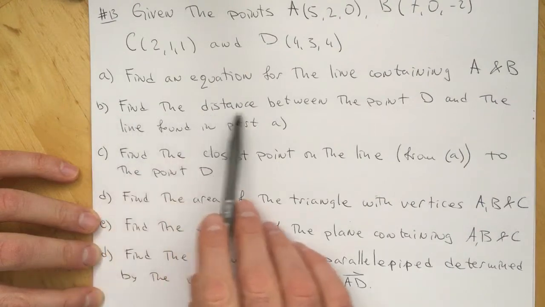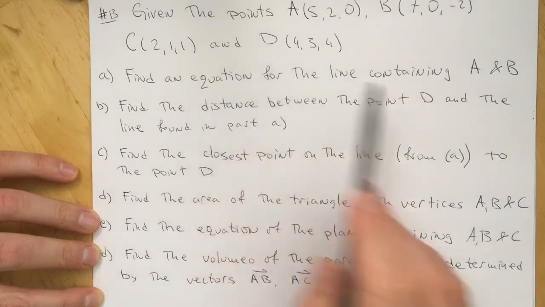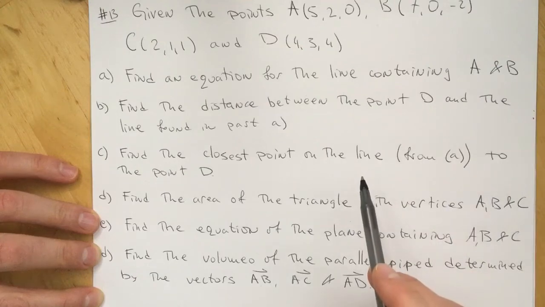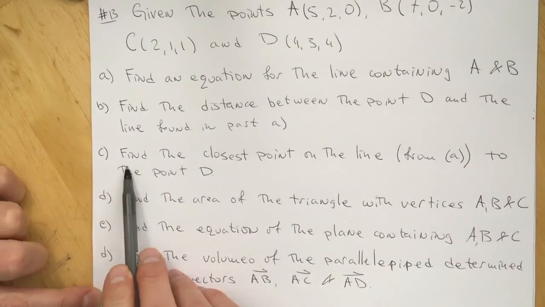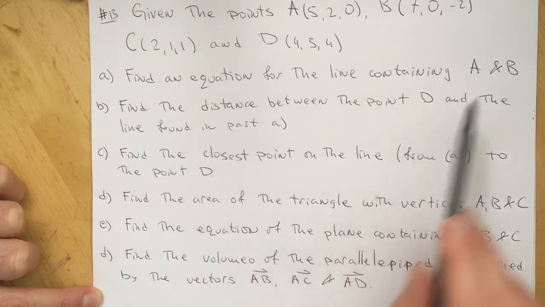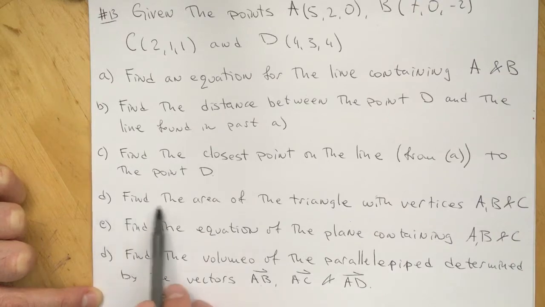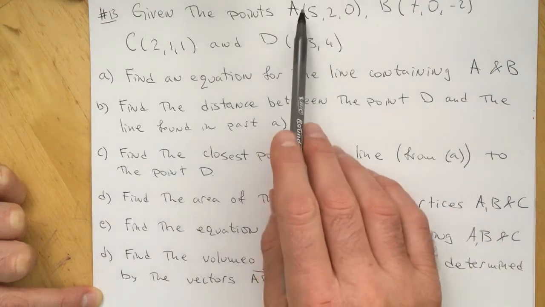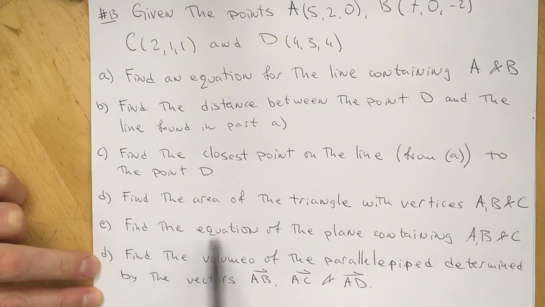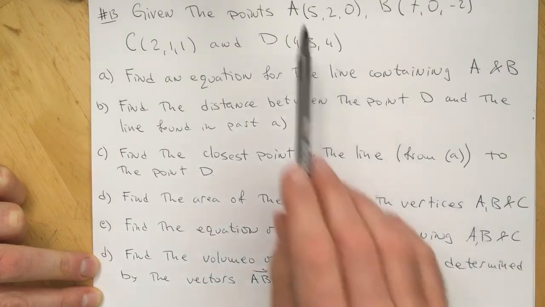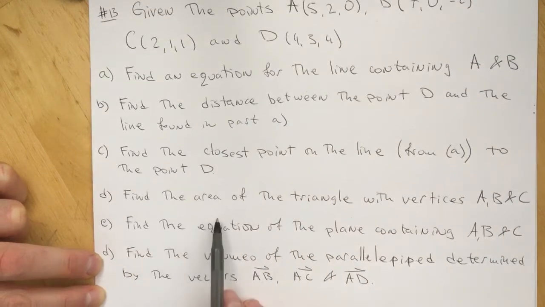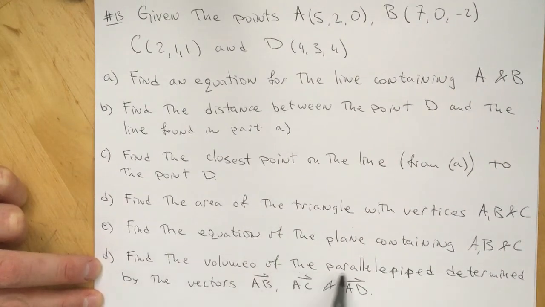Part B, you have to find the distance between the point D and the line that we have found in A. In part C, we have to find the point on the line from part A that is closest to the point D. Then we have to find the area of the triangle with vertices A, B, and C. Part D, we have to find the equation of the plane containing the points A, B, and C. And finally, we have to find the volume of the parallelepiped determined by the vectors AB, AC, and AD. Okay, so let's start from the beginning.